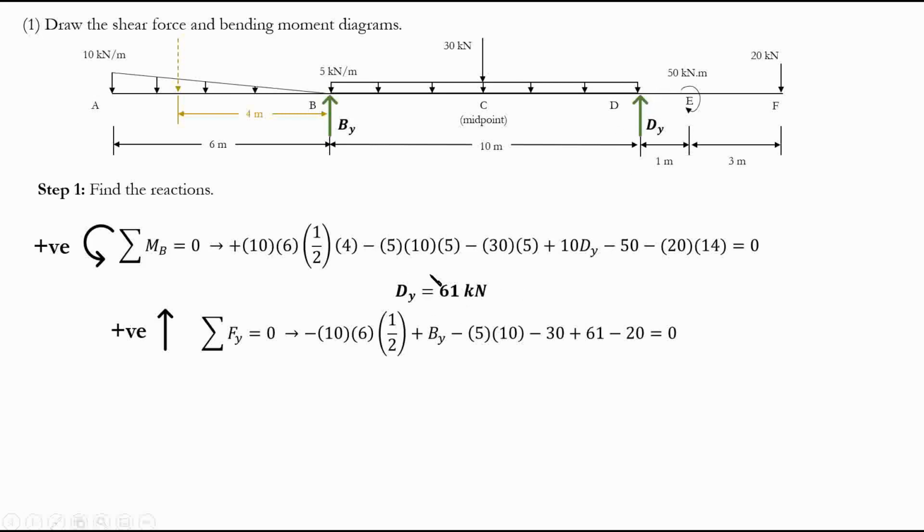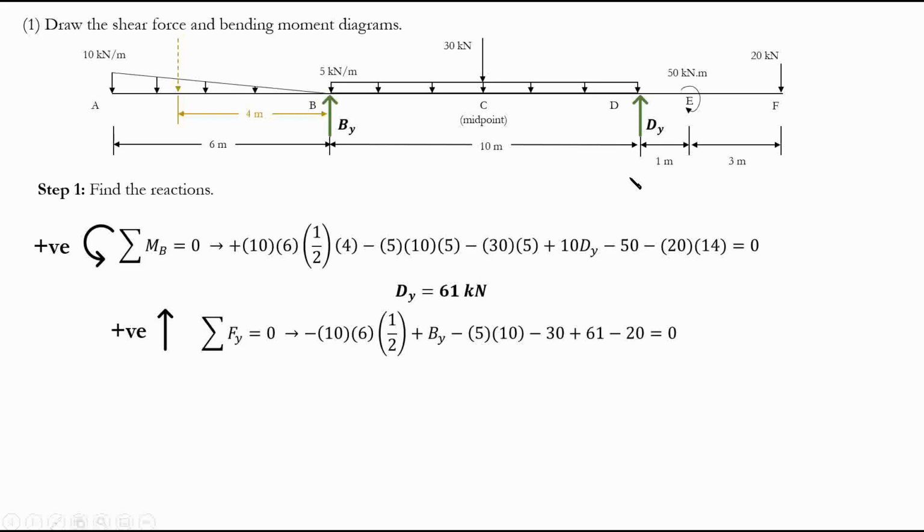Going back to the previous point, if you found dy as negative 61 kilonewton, it only means that you can draw this again like this. Remember that in the previous step we drew it like this. After this step, if it is negative, we draw it like this. Now when you're doing your sigma Fy calculation, you go with this one.